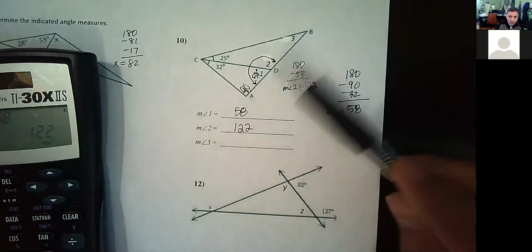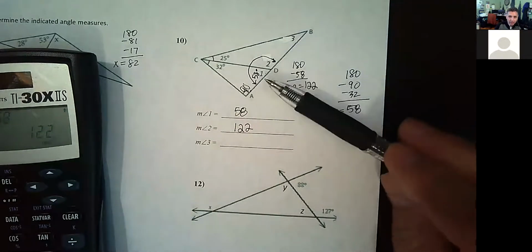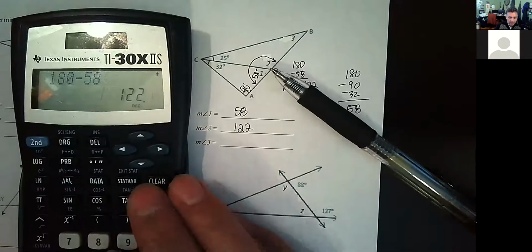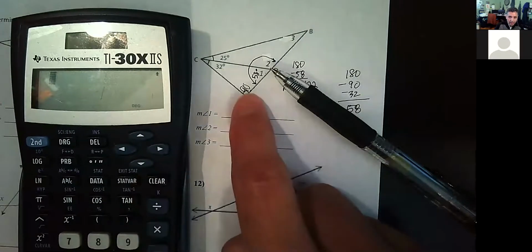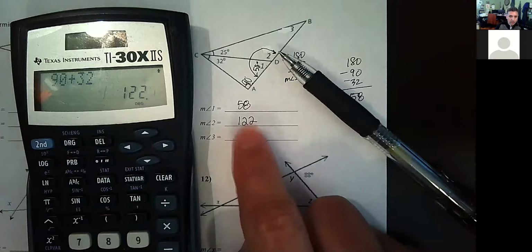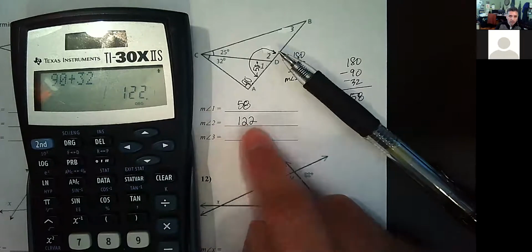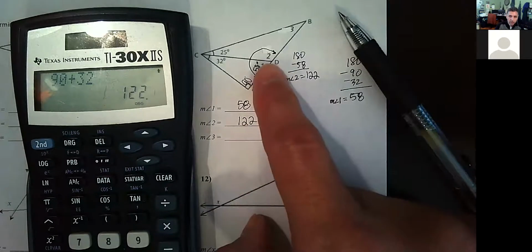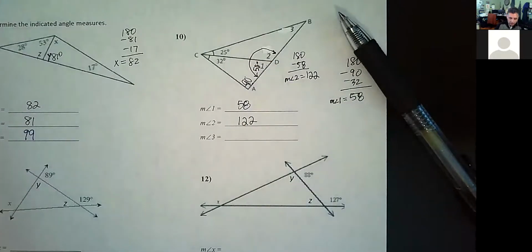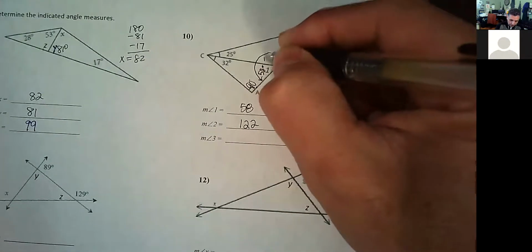Now again, remember I said if I wanted to find that, I could have done this. I could have added 90 and 32. Watch. 90 plus 32. Same thing. It's the same thing. So there are two different ways to find this outside angle measure. 122. I'm just going to put it in here.